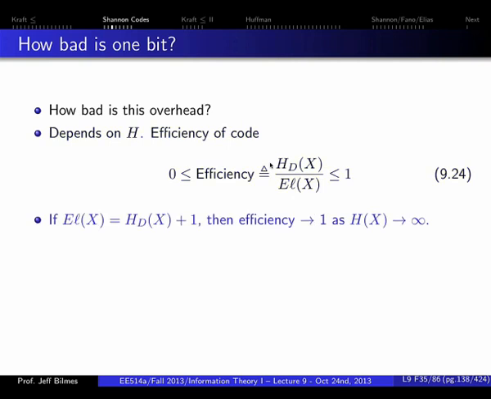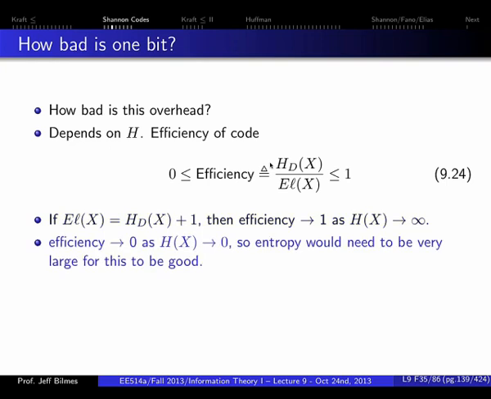So now the expected length of the Shannon code is at most the entropy plus 1. So as the entropy gets big, the efficiency goes to 1. For big overall entropies, the efficiency is pretty good. An increment of 1 to the entropy is not so bad for big entropies. On the other hand, when the entropy is small, the efficiency goes to 0.